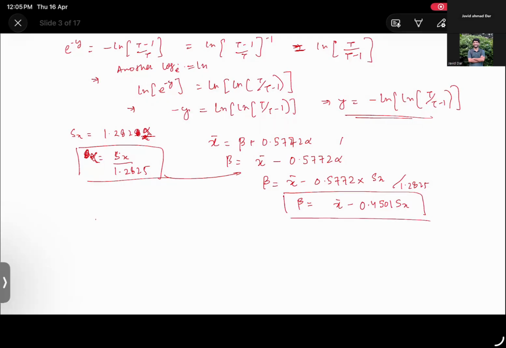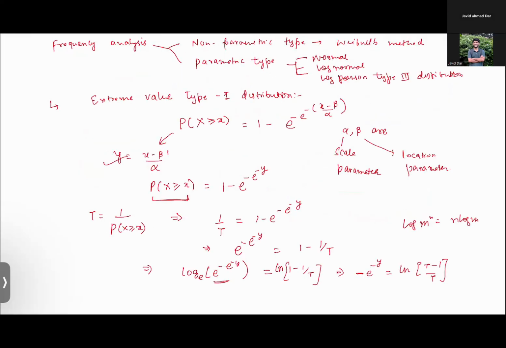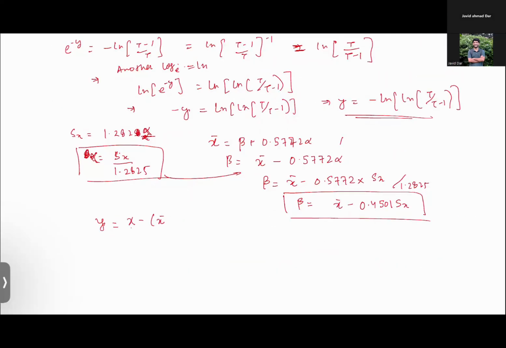Now the y can be written also as the reduced variate, which is x minus the mean of x, which I write as x bar. Sorry, your y is (x minus beta) divided by alpha. So x is there, beta is from this equation, divided by alpha, which is Sx divided by 1.2825.